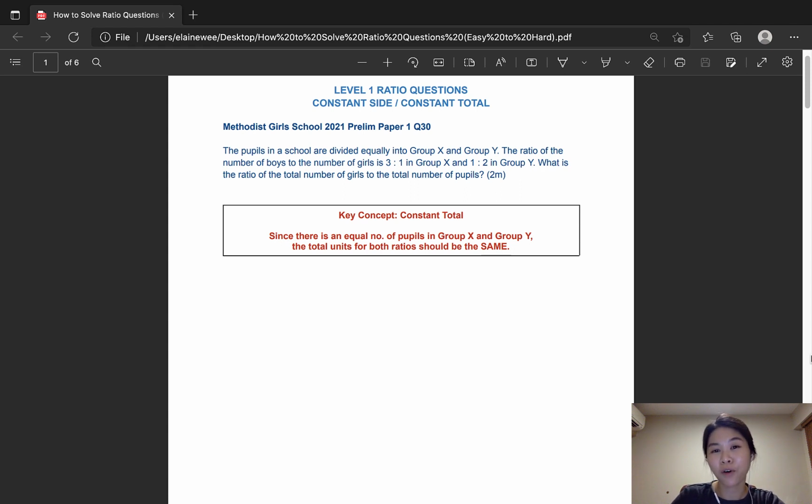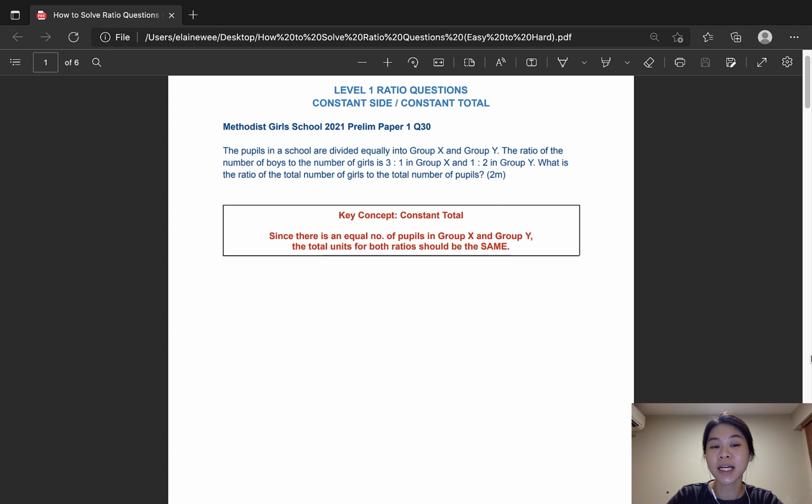They typically involve what we call constant side or constant total ratios. Constant side ratio means that one side of the ratio should have the same number of units, while constant total means that in the total column of the ratios, they should have the same number of units as well. Let's take a look at a constant total question.